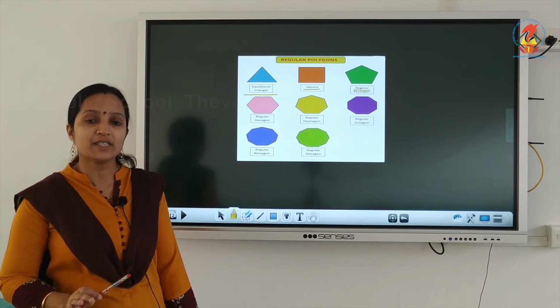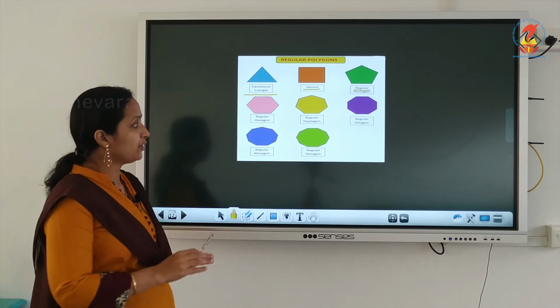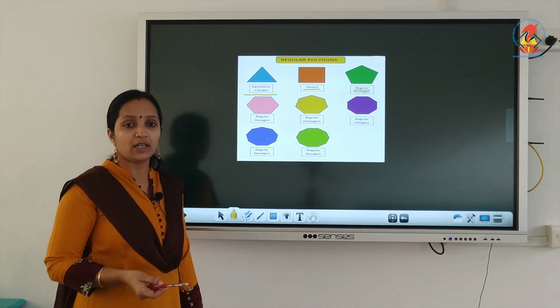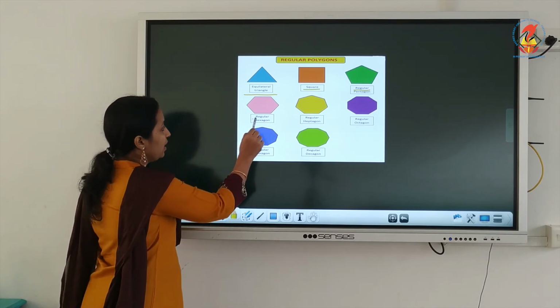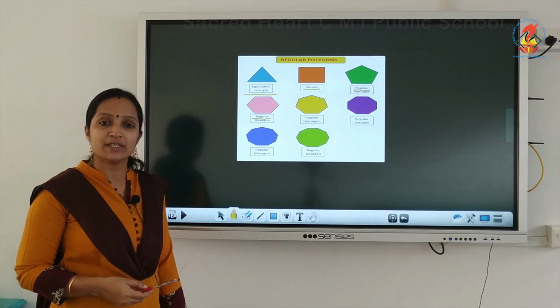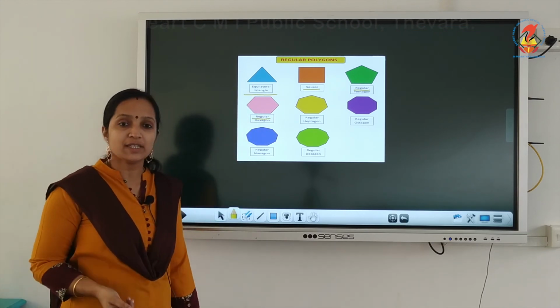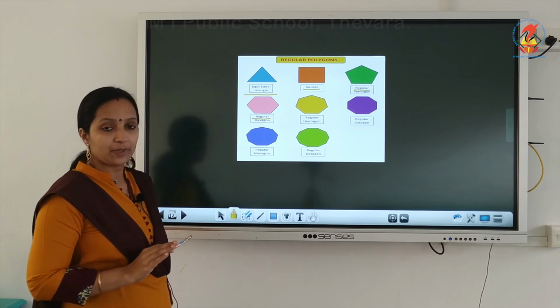Regular polygon means all the sides and angles are equal in measure, okay? So if the sides and angles are equal in measure, you have to use the word regular when you are writing the name of the polygon. And be careful children, don't write it as regular quadrilateral. If all the 4 sides are equal, what is the name? Square. And if all the 3 sides are equal in a polygon, the name is equilateral triangle. I hope this topic is clear.